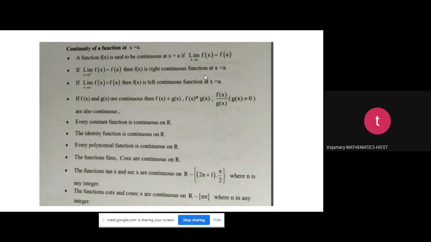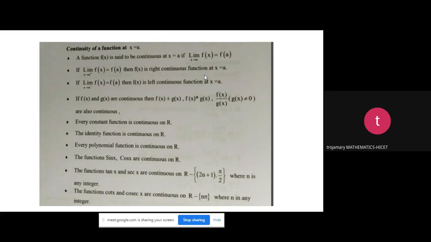Continuity. A function f is said to be continuous at x equal to a if limit x tends to a of f of x equals f of a. So literally, you just keep in mind, continuous means the limit exists. If the limit exists and the existing limit is finite, then the given function is continuous. Otherwise, it is discontinuous. Right?